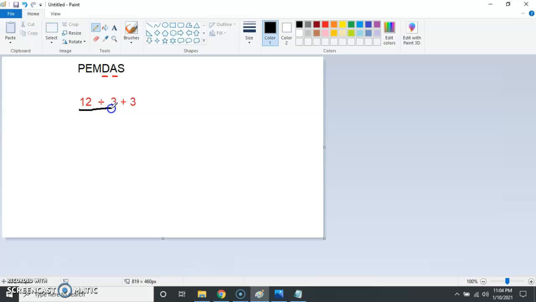If you said we should do the division part first, you are right. So we do 12 divided by 3, which is 4. And now we have 4 plus 3, which equals 7. And that's how you do order of operations.